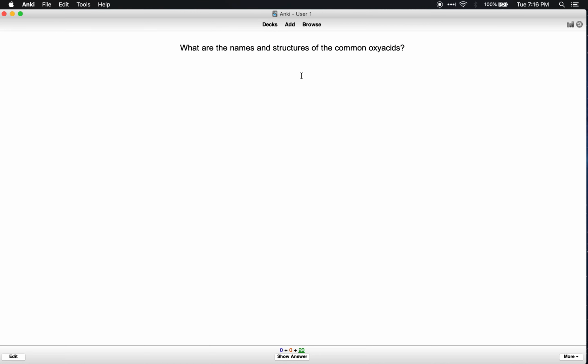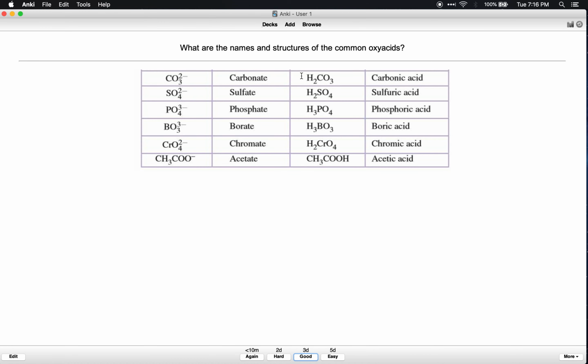Common oxyacids are carbonic acid, CO3 2 minus, sulfuric acid or sulfate, SO4 2 minus, phosphate, PO4 3 minus, borate, BO3 3 minus, and chromate, CrO4 2 minus.